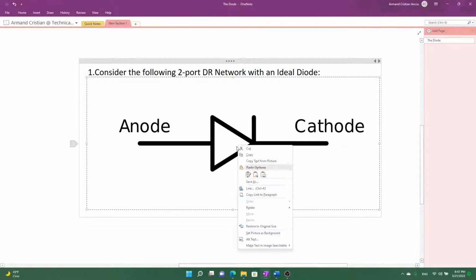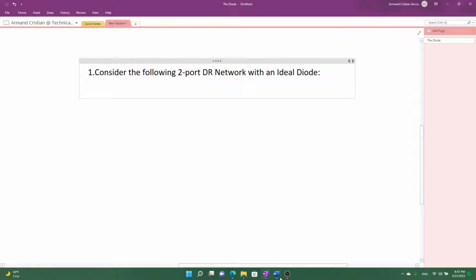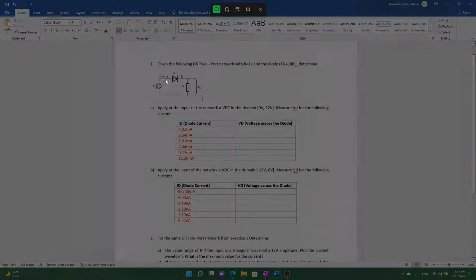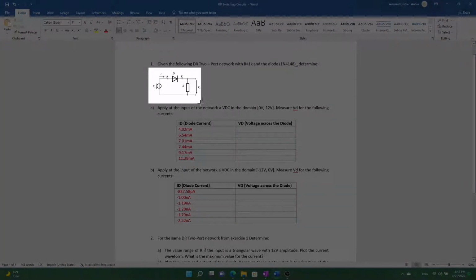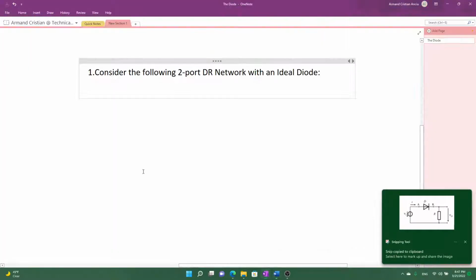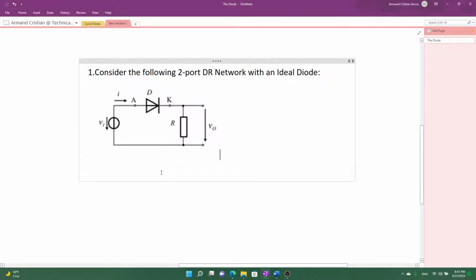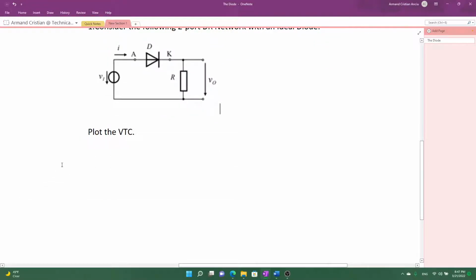We'll just do this instead. So easier. There we go. This is how a two-port DR network looks like. And we have to plot the VTC. So that's our task, to plot the VTC.